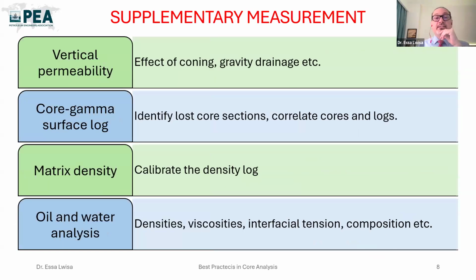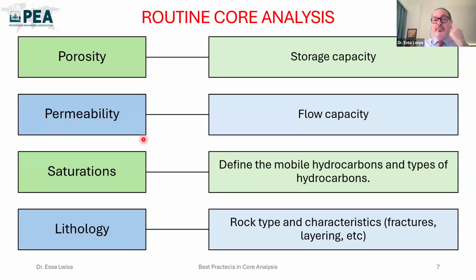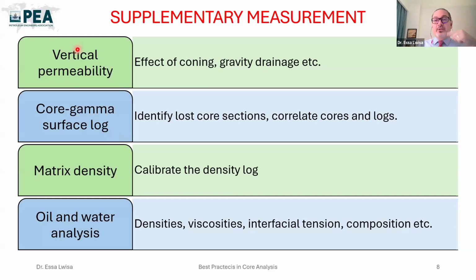In addition to routine core analysis, there are supplementary measurements. The first one is vertical permeability. See here, I'm going back. When you hear permeability, that is the horizontal permeability. But for vertical permeability, we always have to refer to it as vertical permeability. Sometimes they say vertical means upward and horizontal means horizontally. Actually, it's not always like that, because horizontal means parallel to the bedding. Vertical is across the bedding. Okay, keep that in mind, please.